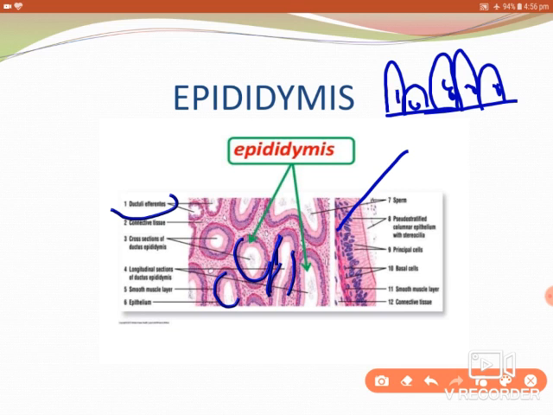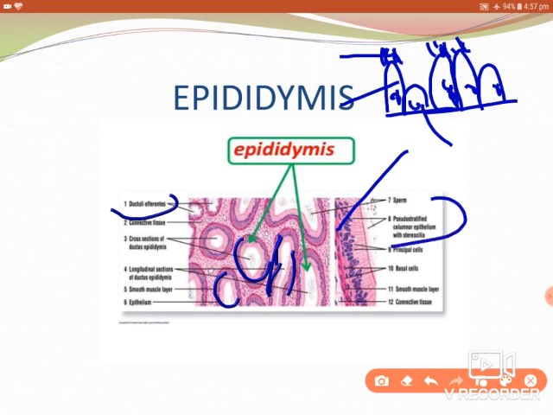This is the nucleus. Here it bears branched microvilli that form the stereocilia, which increase the absorptive and secretory function of the cell. This is the stereocilia, these are the columnar cells that form the principal cells, and these are the basal cells. So that is the lining epithelium, pseudostratified columnar.